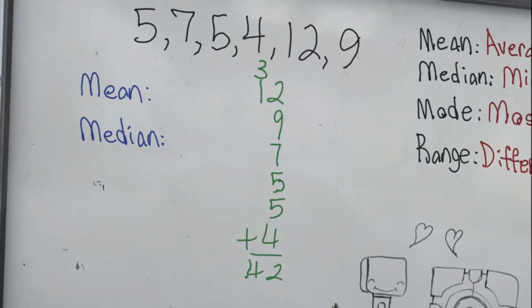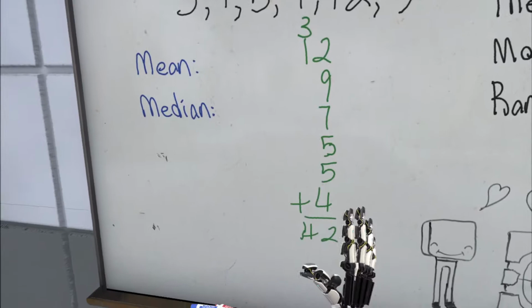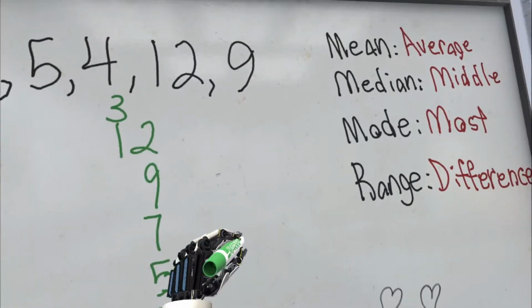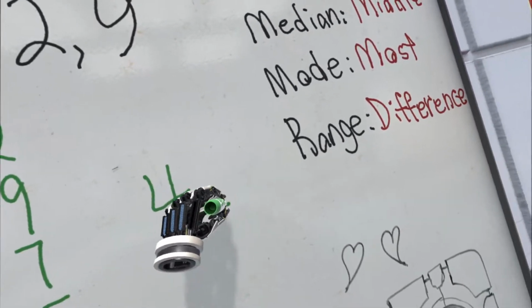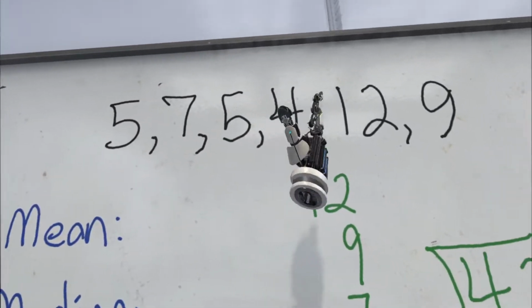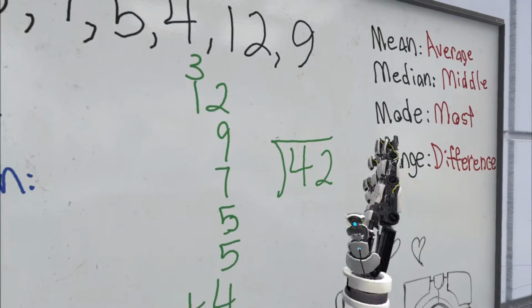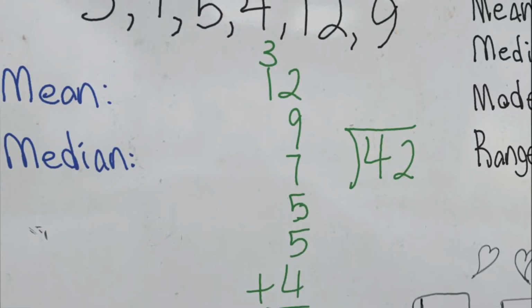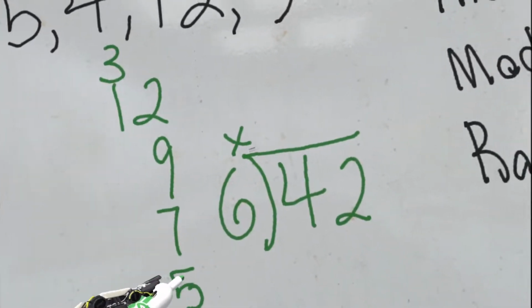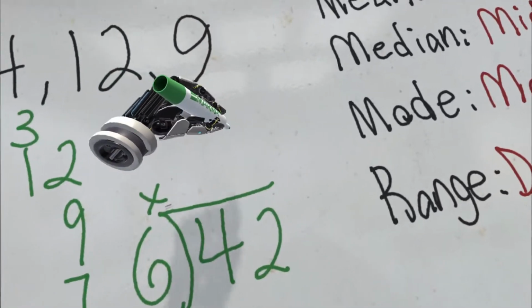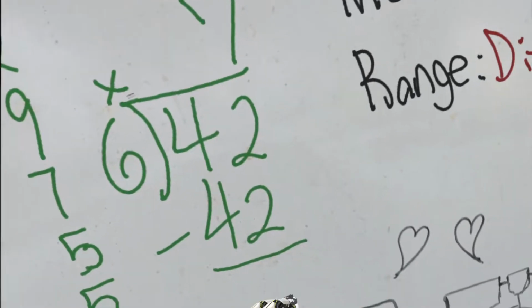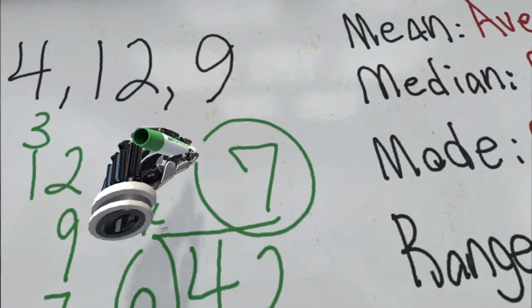Let's step back and see what I just did. I got all my numbers, put them in order, and I got 42. But I'm not done yet. So what I'm going to do with 42 is divide it now by how many numbers you just added. I added 1, 2, 3, 4, 5, 6 numbers. So you're going to get your total from all 6 numbers and divide now by 6. How many times does 6 go into 42? You should know that. It should be 7. 6 times 7 gives me 42. And there's my answer. My average here is 7.